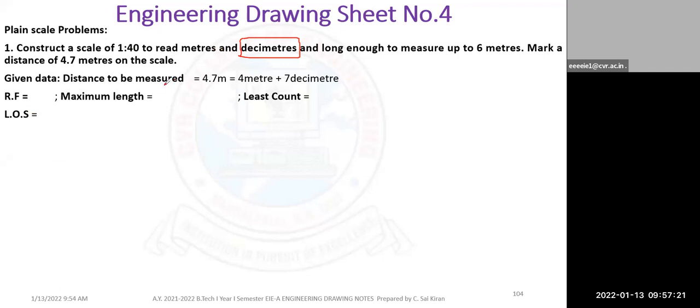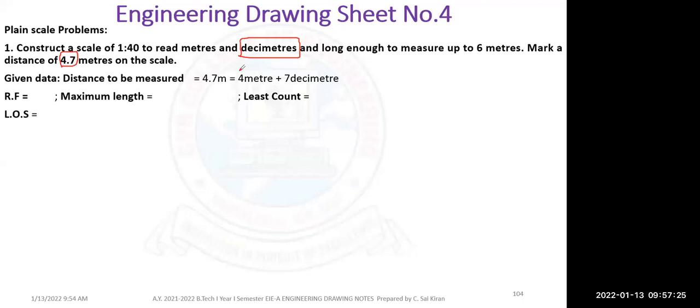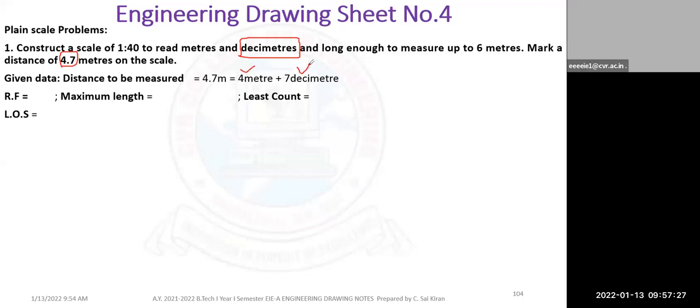The distance to be measured here is 4.7 meters. You have to divide this 4.7 meters into 4 meters plus 7 decimeters, showing the 4 meters separately and the 7 decimeters separately. So the total becomes 4.7. The RF value is 1:40, so you take 1/40. The maximum length is 6 meters.